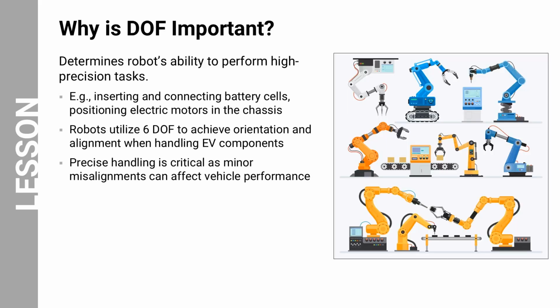Degrees of freedom are important because they determine a robot's ability to perform high-precision tasks, such as inserting and connecting battery cells and positioning electric motors in EV manufacturing. Robots typically utilize 6 DOF to achieve proper orientation and alignment when handling EV components, as this allows complete control of both position and orientation in 3D space. Precise handling is critical in EV assembly since even minor misalignments during component installation can significantly affect the vehicle's overall performance.